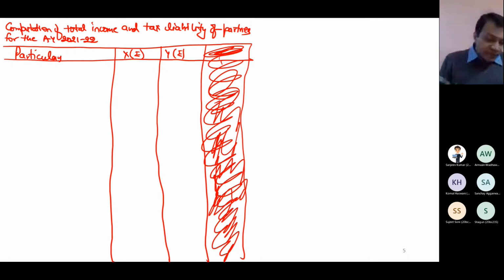No. Is there any house property income of partners given? No. Is there any PGBP income of partners given? Can you tell me, is there any PGBP income of partners given? Yes.